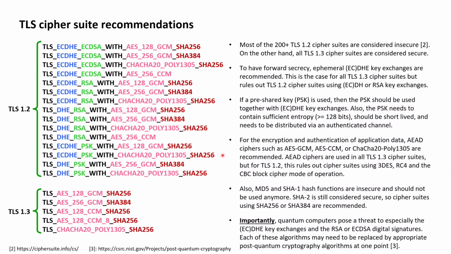Going into the authentication of application data and the cryptographic key derivation with the pseudorandom function PRF and HKDF, where cryptographic hash functions are required, we need to remember that MD5 and SHA-1 are by now considered insecure hash functions. As such, cipher suites using MD5 or SHA-1 should not be used anymore, but cipher suites using SHA-2 with either 256-bit hash values or 384-bit hash values should be used.